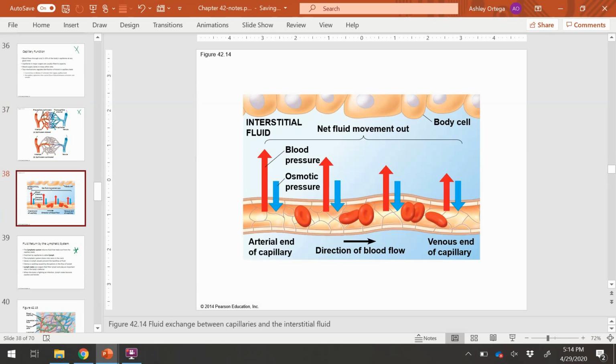And so here you can see as blood flows, you can see the direction, the arterial end of the capillary and the venous end of the capillary. Blood pressure goes down, and osmotic pressure goes into the capillary.